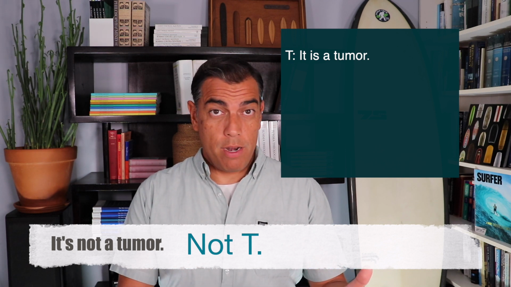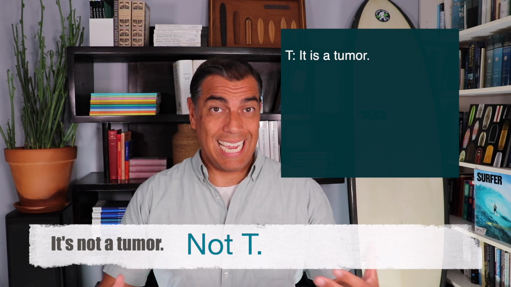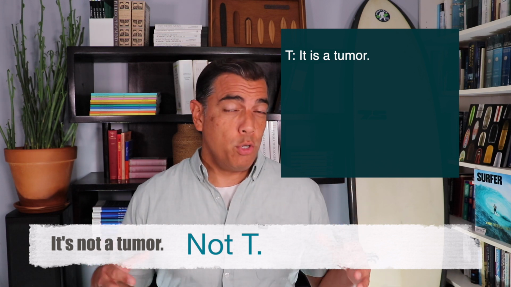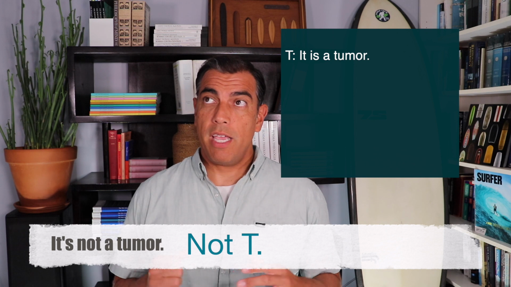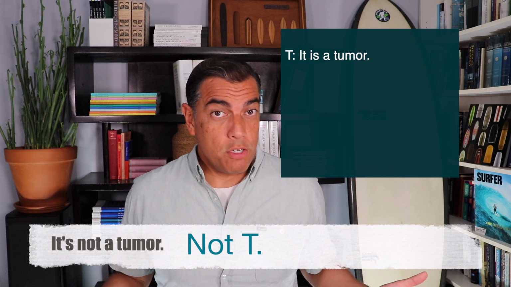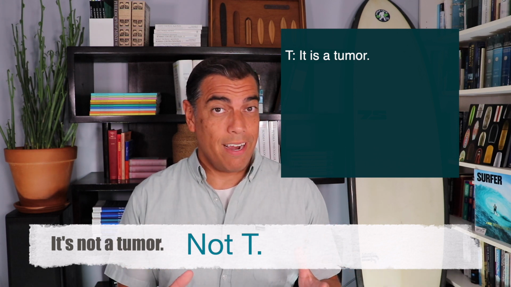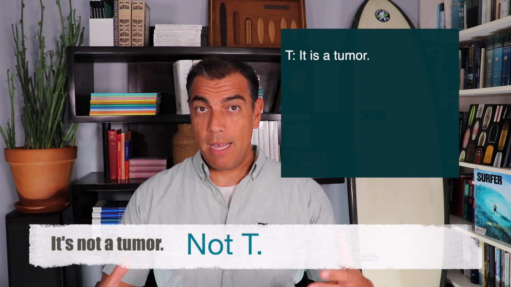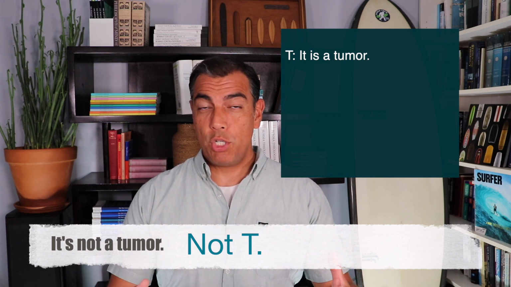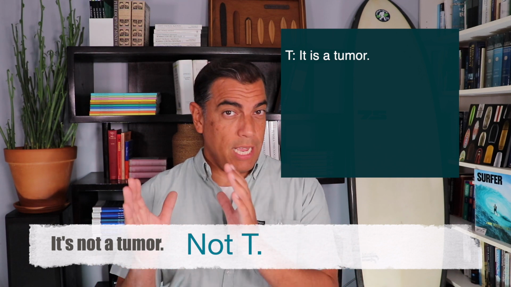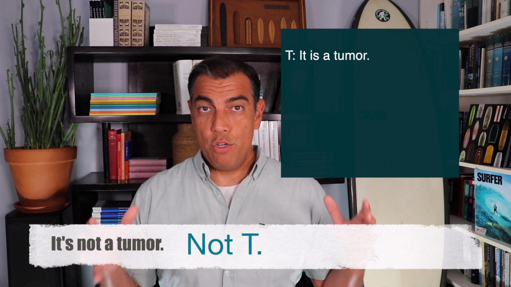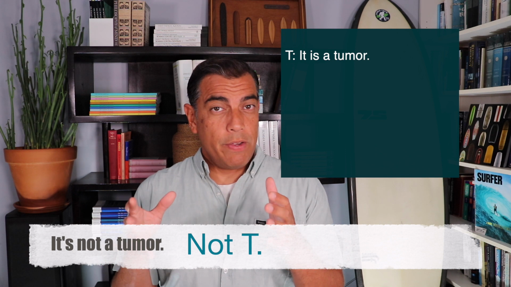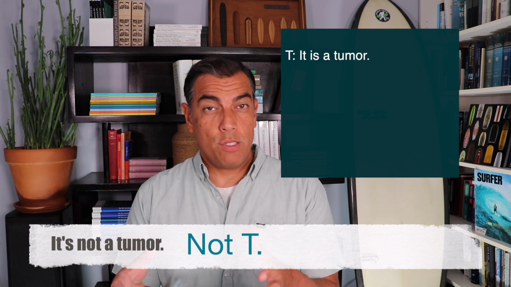Oftentimes we use that word "not" to express this negation connective. But remember that the two aren't identical. Instead of using a "not," I could use some other word, right? I could say, "there's no way that it's a tumor." And notice I haven't used the word "not" there, and yet I've expressed the same proposition, which is that basic proposition, "it is a tumor," and that negation connective, so that this new proposition is true if and only if that basic proposition is false.